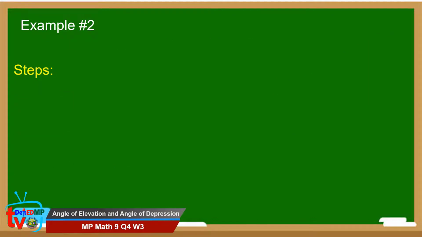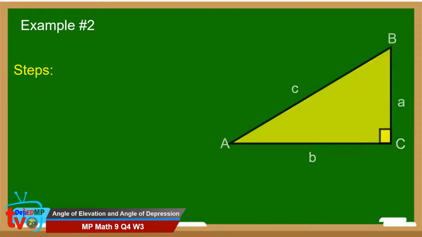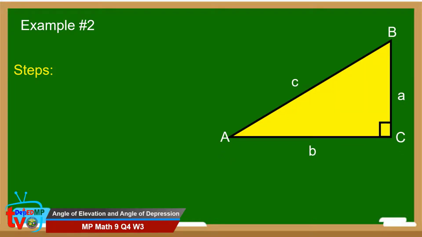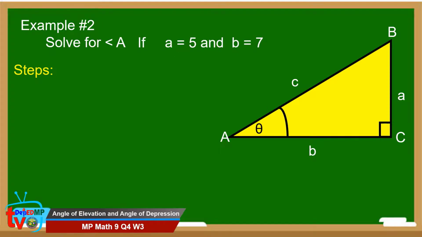For the next example, let's use the given figure. How about if we solve for the other sides? We solve for measure angle A if A is equal to 5 and B is equal to 7. Try to see again your notes. Which do you think should we use? Very good.